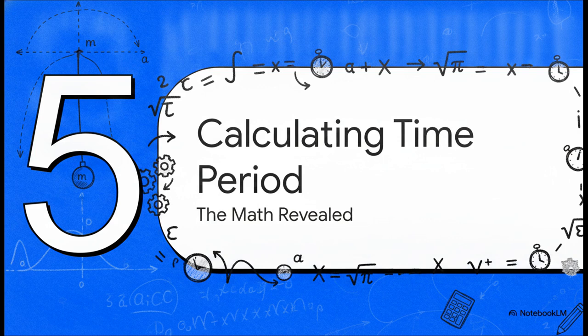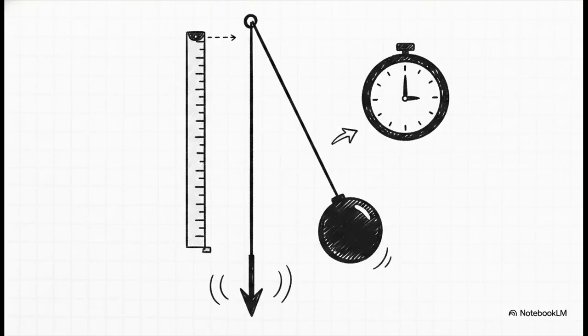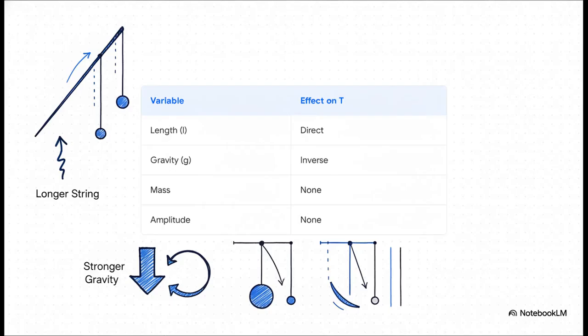It's time to deconstruct the math in Section 5, Calculating Pendulum Time Period, the math revealed. Now, what's really fascinating here is just the elegant simplicity of this formula. The time period, T, equals 2 times pi, multiplied by the square root of L over g. In this equation, L is just the length of the string, and g is the local acceleration due to gravity. That's the whole shebang.